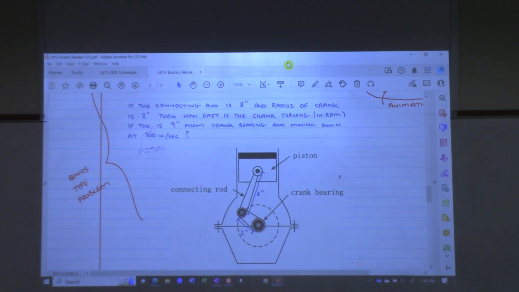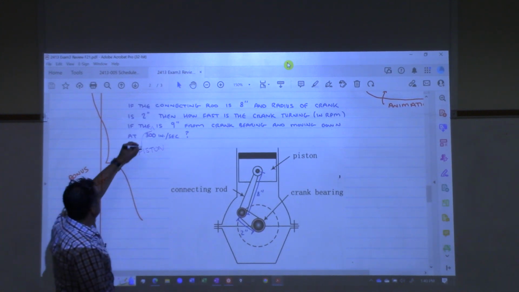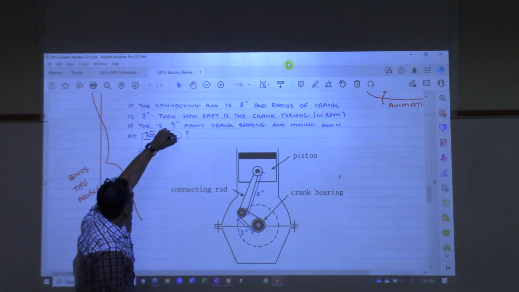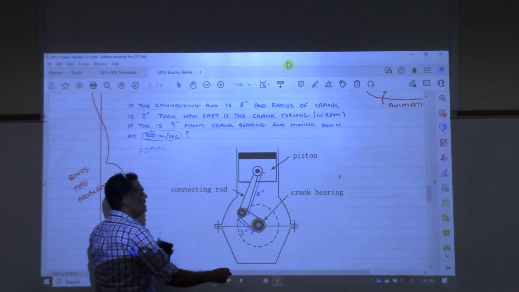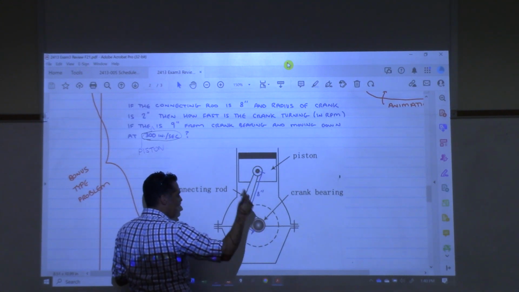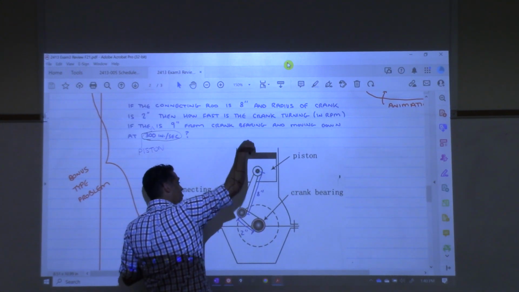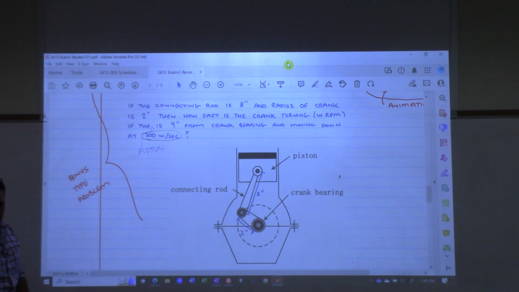Sorry, I've missed something important. I'm telling you how fast the piston is moving down, 300 inches per second. So I'm telling you that when this is 9 inches right here, at that exact moment, this piston is coming down at 300 inches per second. Right now, it's a general picture.